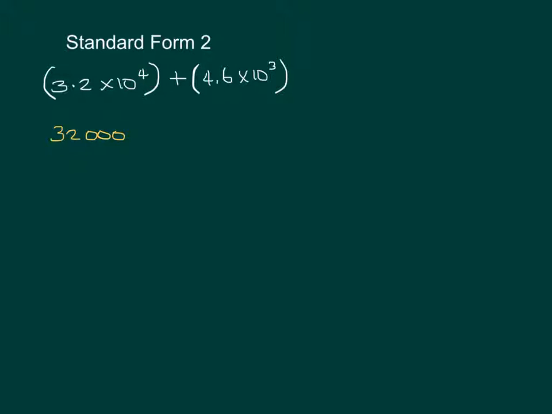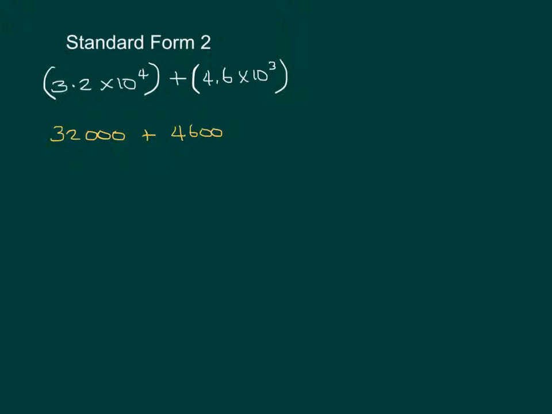And we are actually trying to add to that this other number here, which, if it's got a power of 3, then you know that's going to be 4,600. You can just double check that that's right: 1, 2, 3. And that's actually the two numbers you're trying to add up. If you go this way, you'll have to add these two numbers up and then change your answer back to standard form.